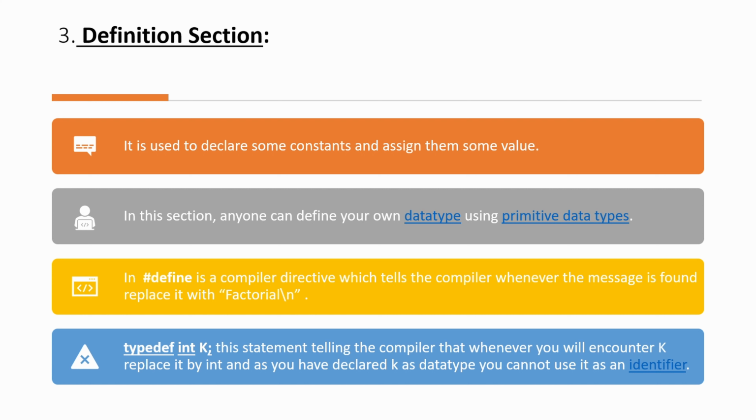We can also give identifiers some values and name them. So that is the definition section. That means we basically define whatever we want to, like give constants values, and create our own data types, declare variables and give them names, identifiers and all.